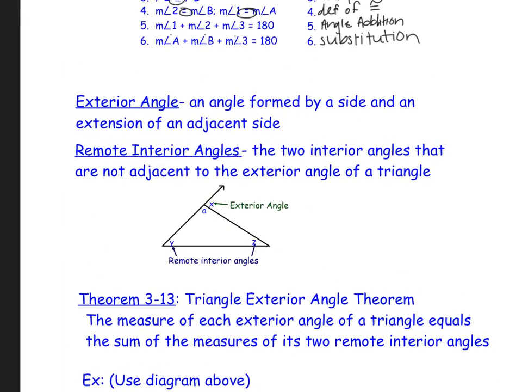So now we have exterior angles and we have remote interior angles. An exterior angle is an angle formed by a side and an extension of an adjacent side. So that's going to be this letter X out here. Then we have remote interior angles, which means the two interior angles that are not adjacent to the exterior angle. So they're going to be across the triangle from where the exterior angle is located.